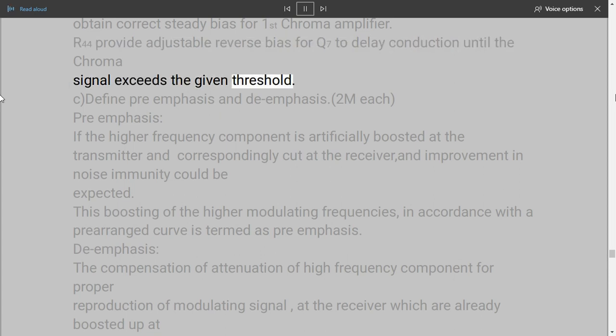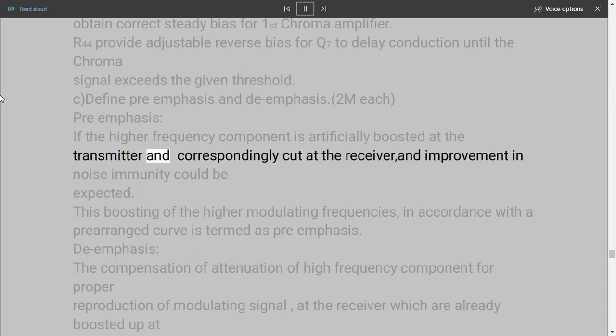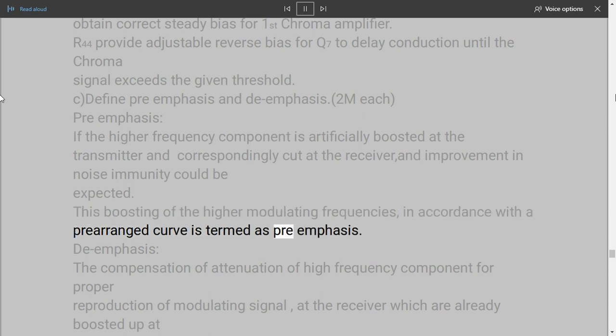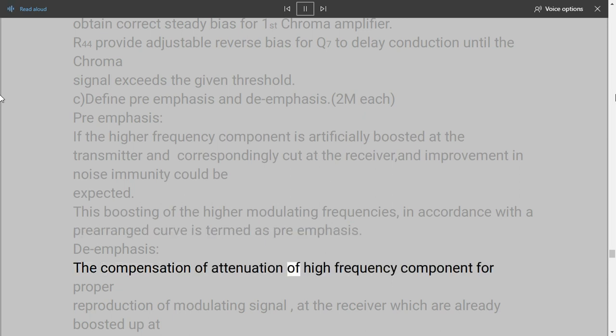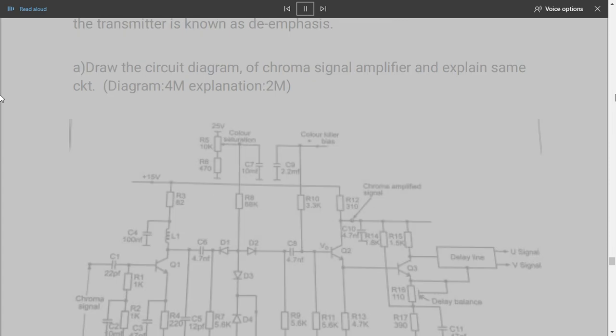C. Define pre-emphasis and de-emphasis, 2M each. Pre-emphasis: if the higher frequency components are artificially boosted at the transmitter and correspondingly cut at the receiver, an improvement in noise immunity could be expected. This boosting of the higher modulating frequencies, in accordance with a prearranged curve, is termed pre-emphasis. De-emphasis: the compensation of attenuation of high frequency components for proper reproduction of the modulating signal at the receiver, which were already boosted up at the transmitter, is known as de-emphasis.